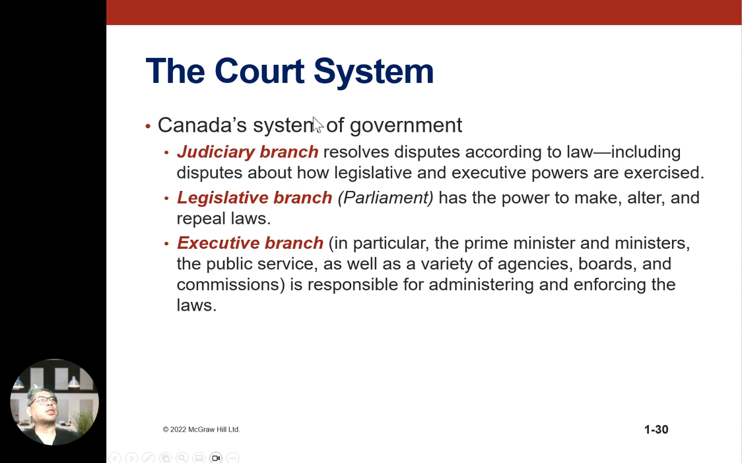Court system: in the Canadian system of government, the judiciary branch resolves disputes according to law, including disputes about how legislative and executive powers are exercised. The executive branch has the power to make, alter, and legislate laws. The executive branch is in particular the Prime Minister and the public service, as well as identified agencies, boards, and commissions, responsible for administering and enforcing the law.